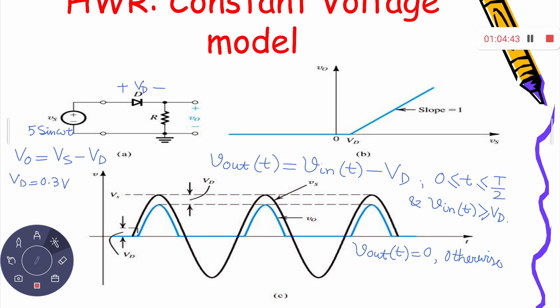Okay. Whenever I am considering this constant voltage model for this half wave rectifier, what should be the peak inverse voltage? Vf minus Vd. When can you expect the peak inverse voltage to take place? When the input is at the peak of the negative side.